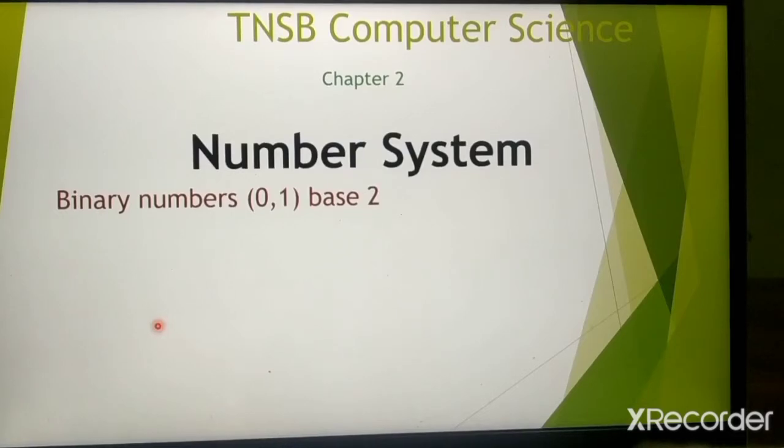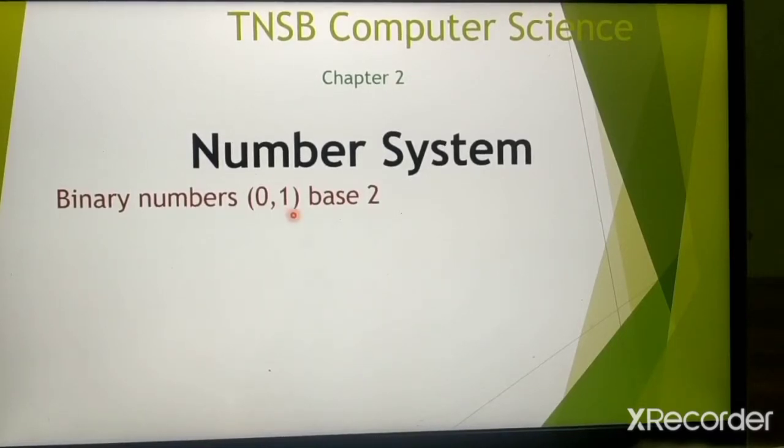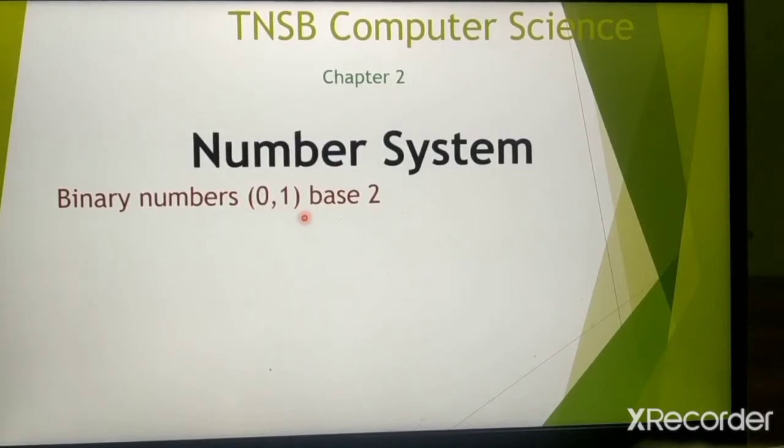First one is binary numbers. As we know, binary means 2. Here we can use only two numbers which are 0 and 1, which is also called machine language or low level language. Machine can understand only these two numbers. Here we have only two numbers, so its base is simply denoted by 2.